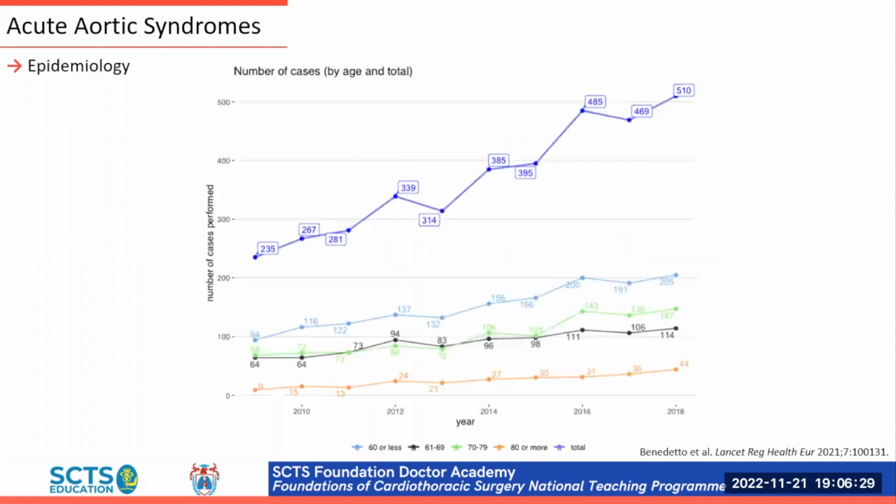Epidemiology. This is the data obtained by the NICOR registry from 2007 to 2019. You can see the blue line on the top is the number of dissections treated annually in the United Kingdom. As you can see, there is a constant increase from 2000 operations because of type A acute aortic dissection to more than 500 in 2019. And this is also valid for all the age subgroups, as you can see on the bottom in different colors.